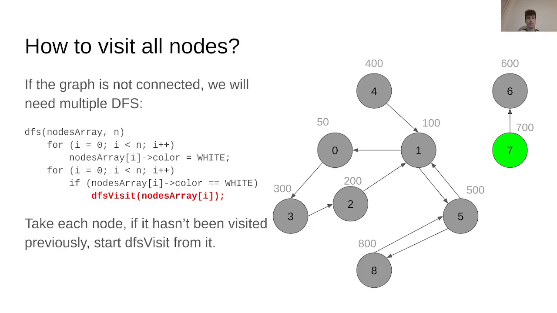So at this point I suggest you put a pause and implement the depth first search algorithm. And after you finish, we can move on to the topological sort.